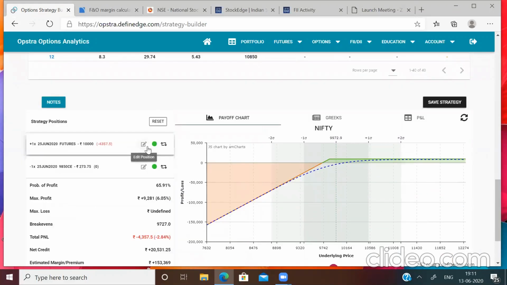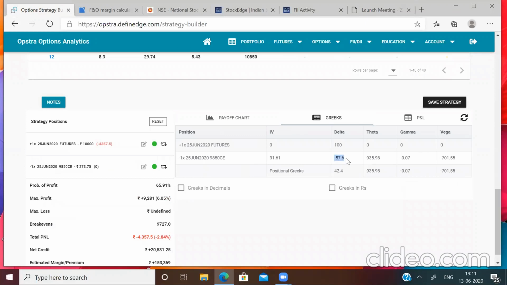Now we'll have to understand what the Greek is for this option. So you can see the Greek here. Delta is 57.6, and I'll give you this understanding shortly. If you can see the time, theta is nothing but a time value, which is favorable in our trade.